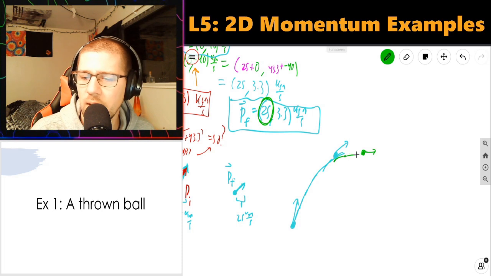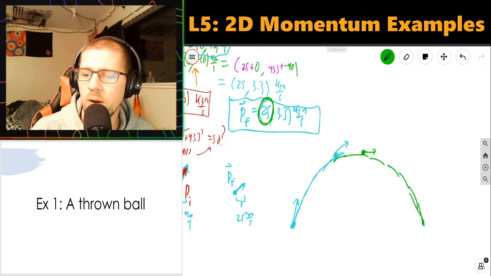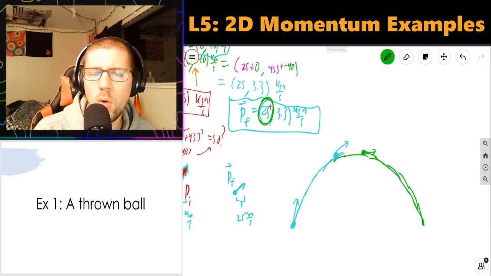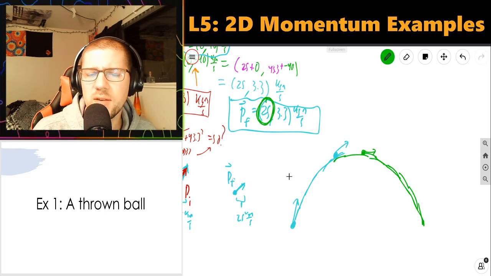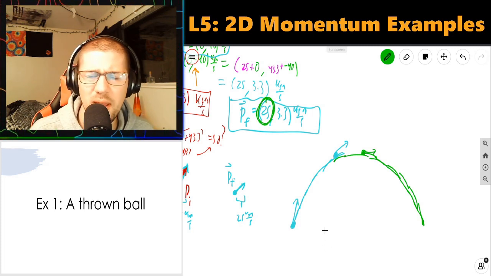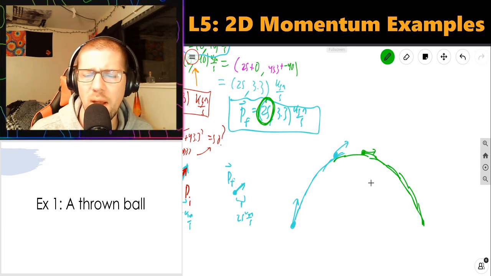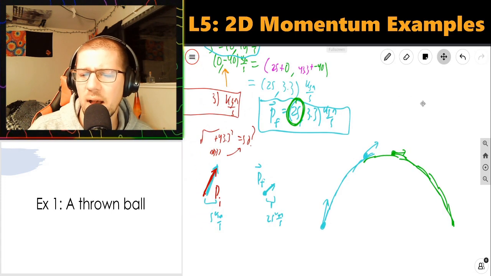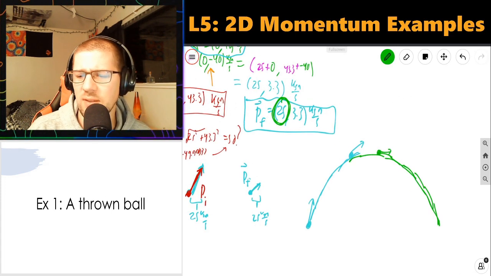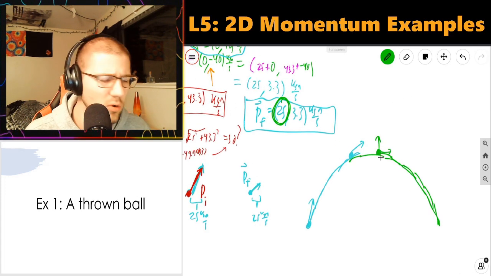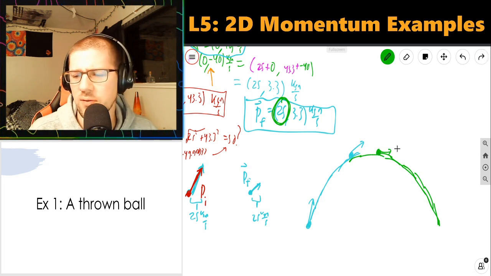Throughout this arc, the momentum is always non-zero, and in particular, it's always greater than the x component. The reason is that the y component is the only one that gets affected by gravity. So the y component can swing all the way down to 0. That's what we see at the top. It has no velocity in the vertical direction. It only has velocity in the horizontal direction.